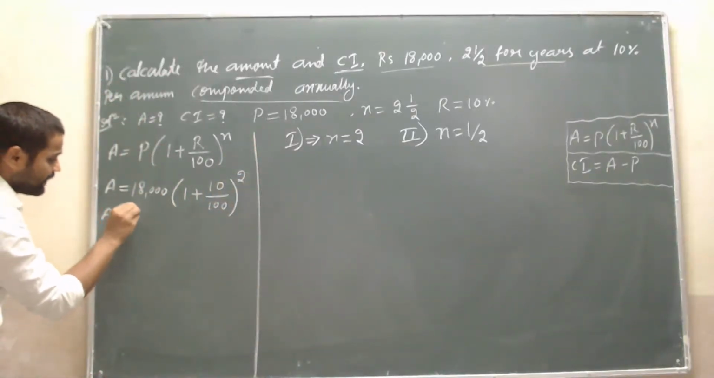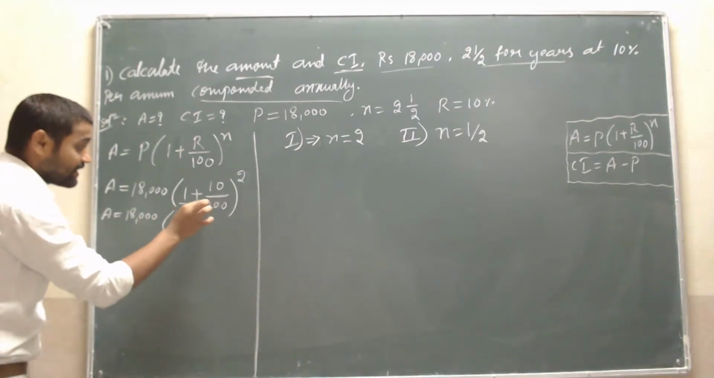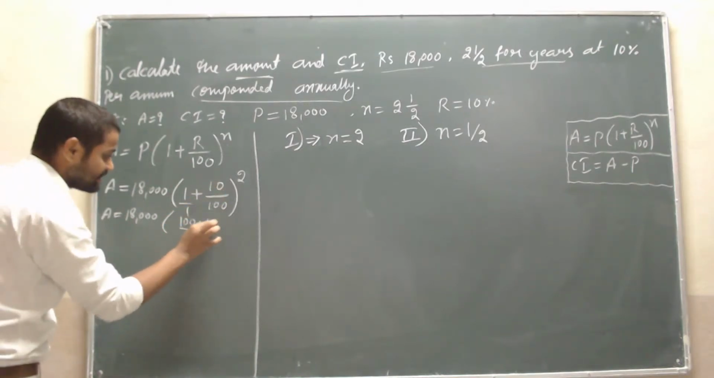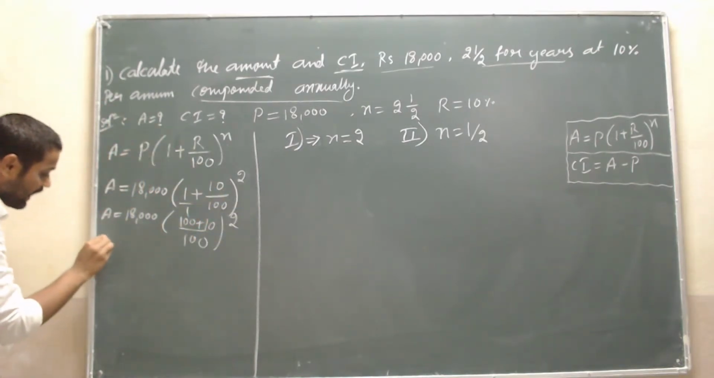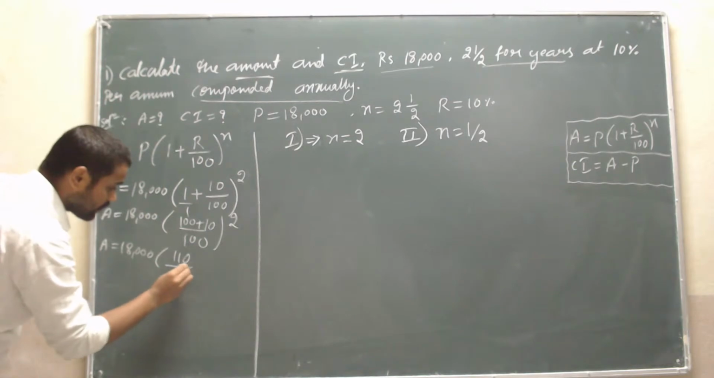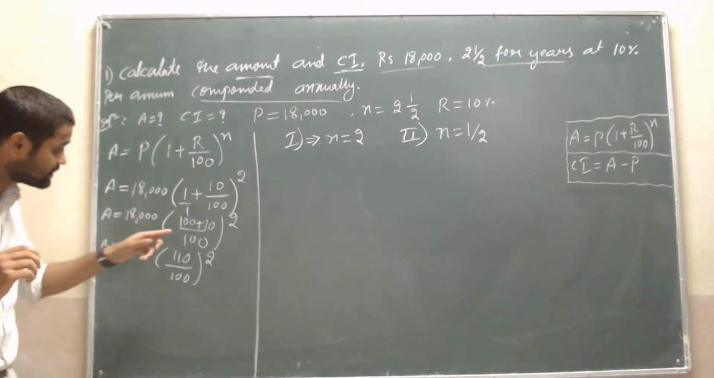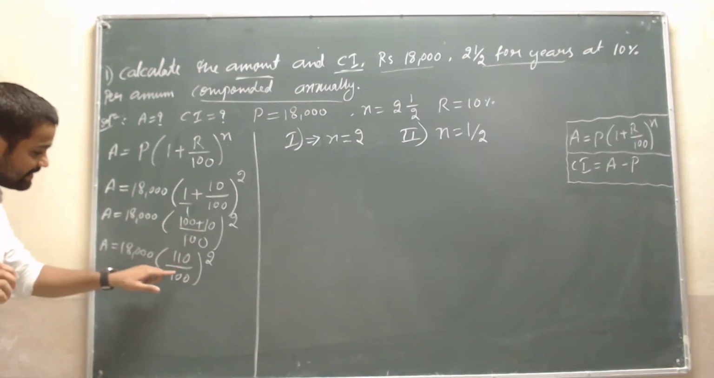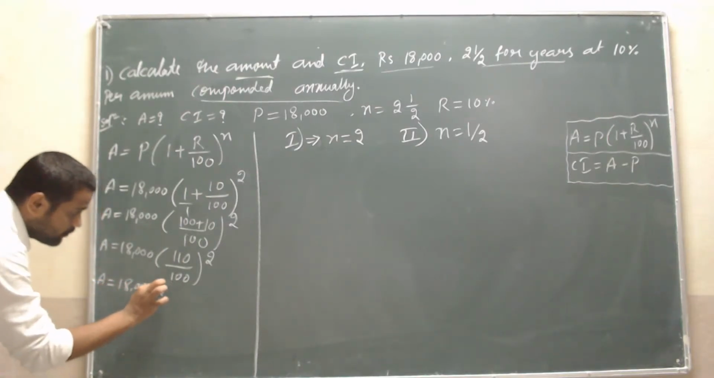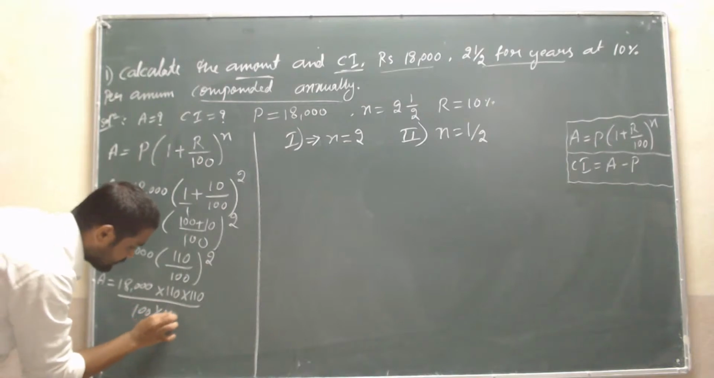A is equal to 18,000 into the bracket of 100 plus 10 over 100, whole to the power of 2. The LCM is 100. So A is equal to 18,000 into 110 divided by 100, whole square. Is it clear, children? 100 plus 10 is 110, divided by 100. So A is equal to 18,000 into 110 into 110 divided by 100 into 100.